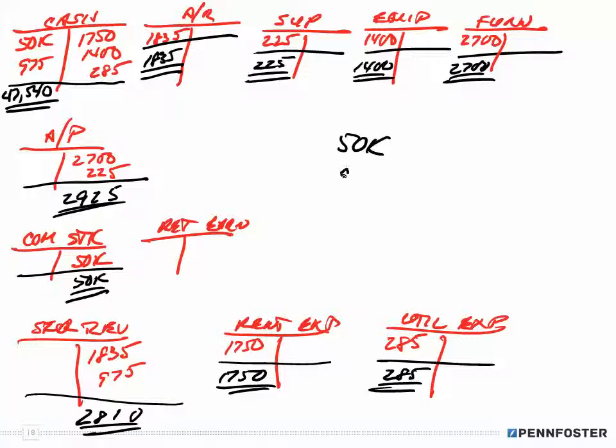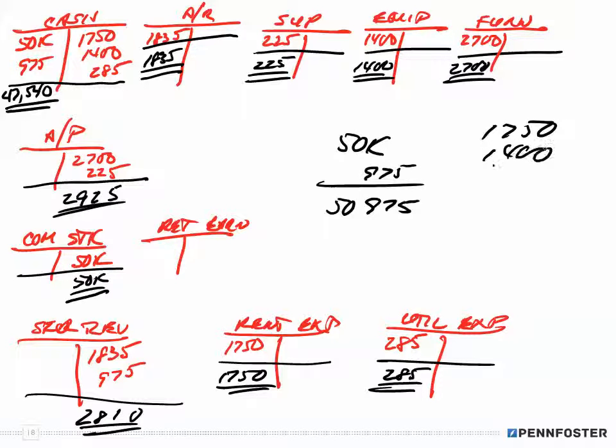I have 50,000 and 975. I can say that's 50,975. But when I add 1,750, 1,400, and 285, that's 3,435. Double check that amount more than one time, okay?